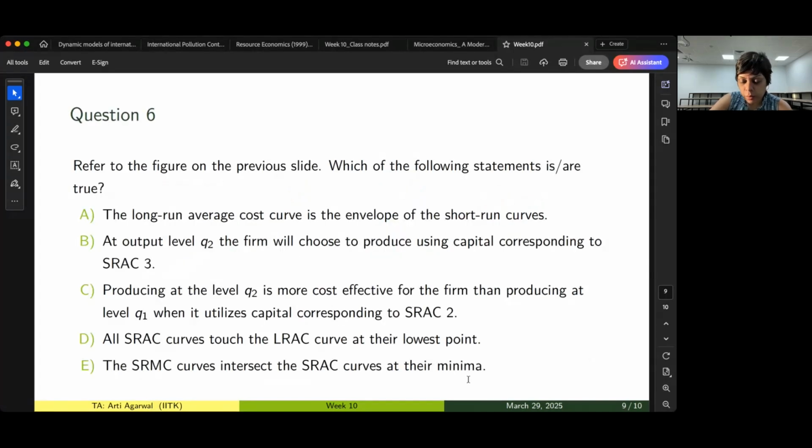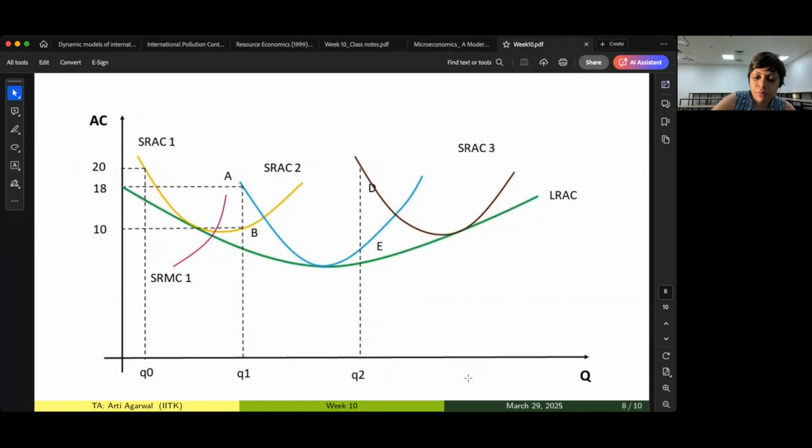Okay, this is the last question. It is based on the same kind of logic. You're asked if these statements are true. The long run average cost curve is the envelope of the short run curves, which is true. That is the whole way we have defined it, and you can see it is enveloping all the curves from below.